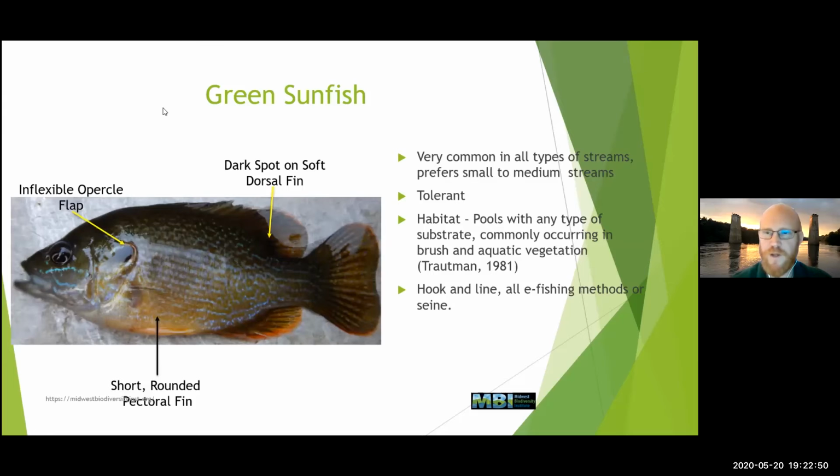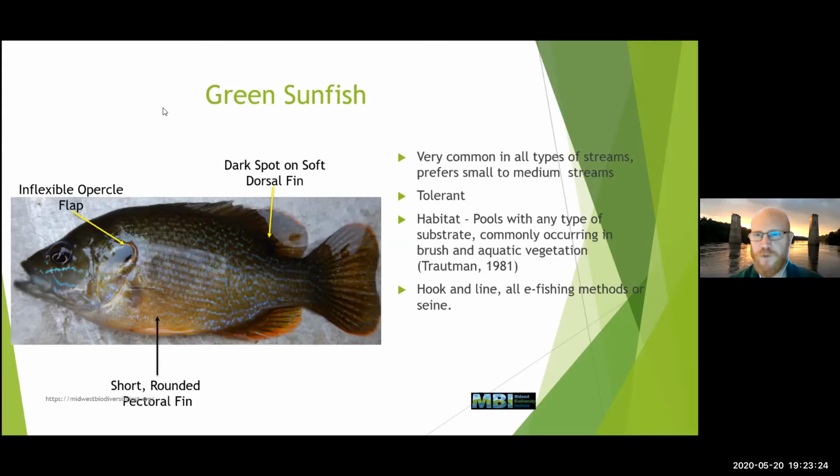And then you have here the green sunfish. He's green. He also will have a dark dorsal spot, just like the bluegill. But these guys have a short, rounded pectoral fin. It's really short. It won't be near as long as the bluegill. Their opercle flap will be flexible. The bluegills won't.